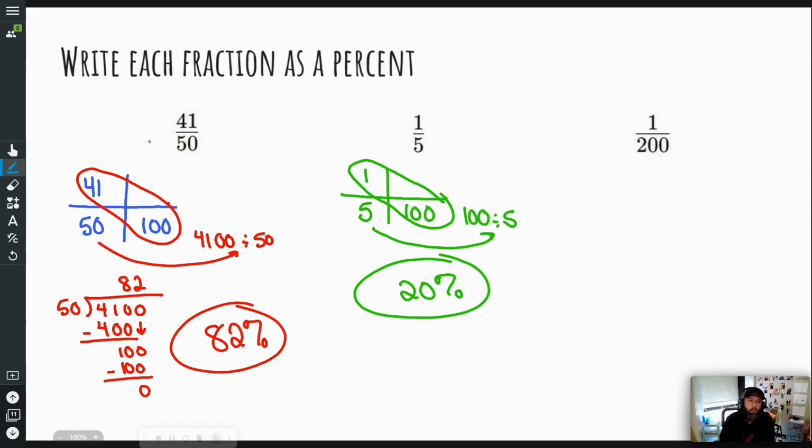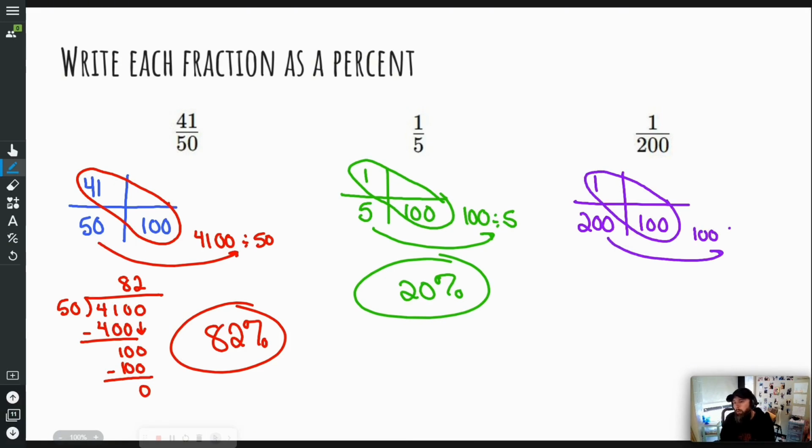This next one. Oh, boy. The top left is going to be 1. The bottom left is going to be 200. The bottom right is going to be 100. So 1 times 100 is 100. And we're going to divide out 200. So this is a little backwards. We're going to find out how many times 200 goes into 100.